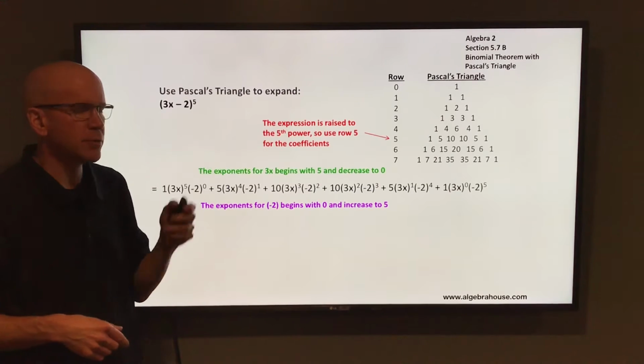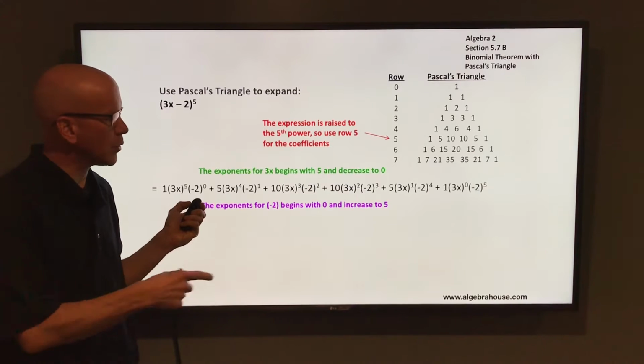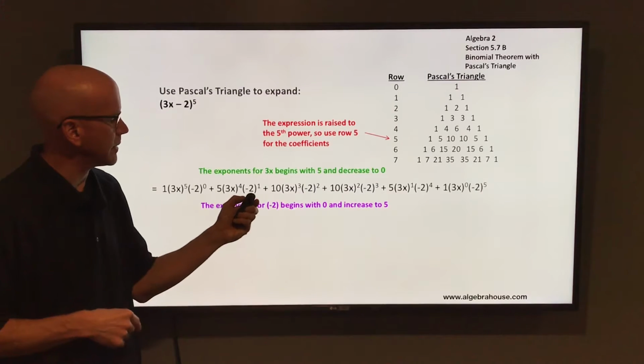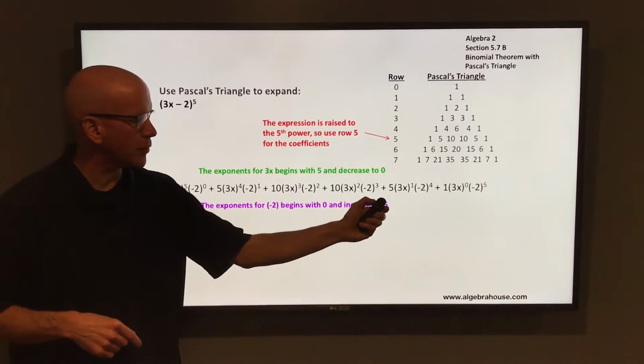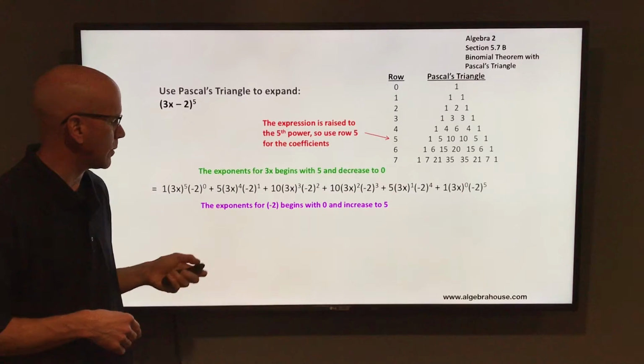Then you start the negative 2 off in the opposite direction. Start negative 2 off to the 0 power and work your way up to negative 2 to the fifth. So it'd be negative 2 to the first, negative 2 squared, negative 2 to the third, negative 2 to the fourth, and on the end, negative 2 to the fifth. All you have to do now is simplify this.